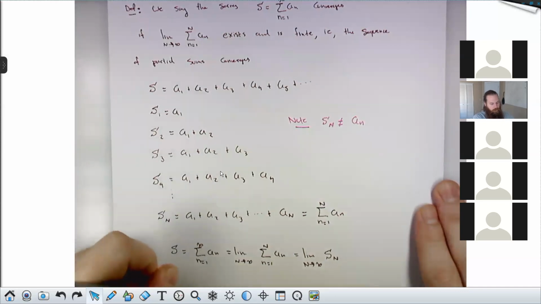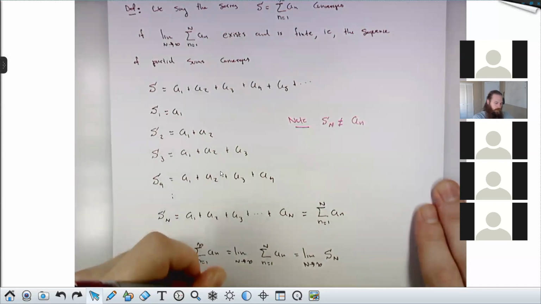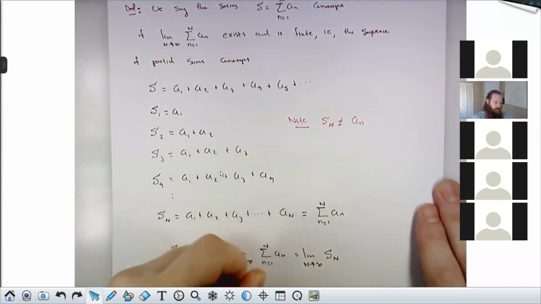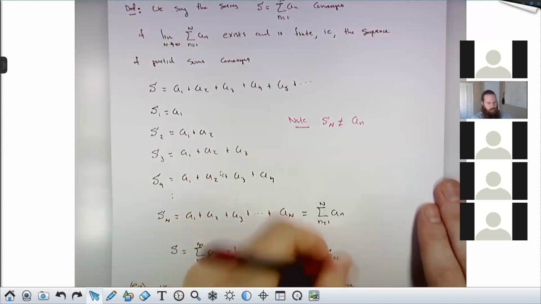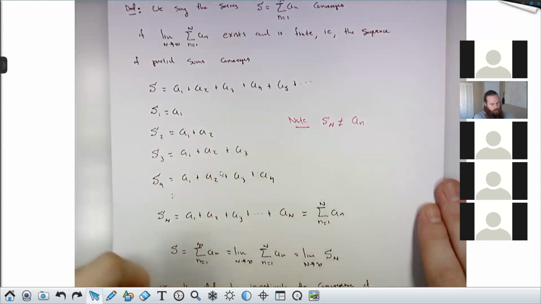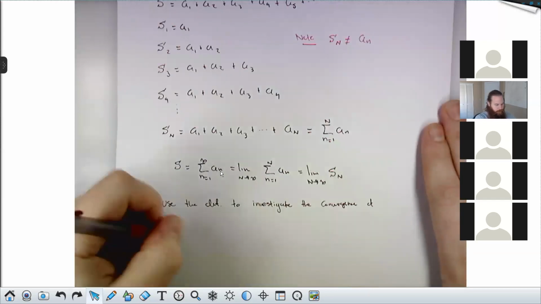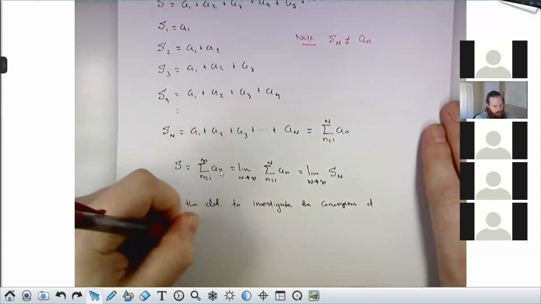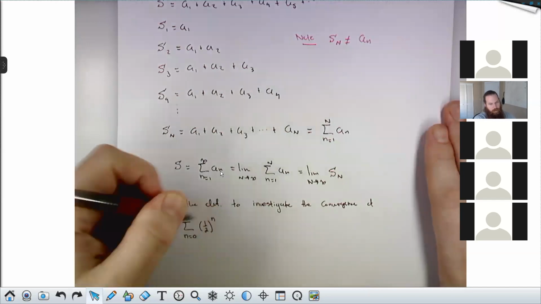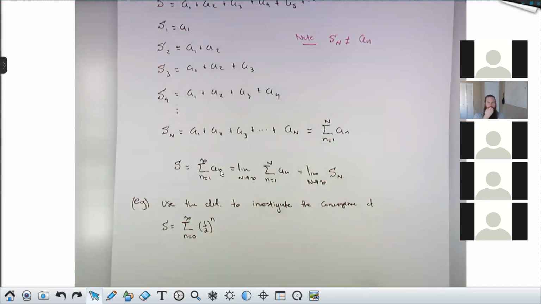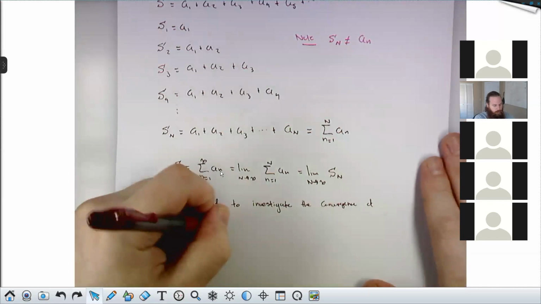So let's use the definition to investigate the convergence of the series S equals sigma n from 0 to infinity of 1/2 to the n. Here my series is starting at n equals 0 and going up to infinity.